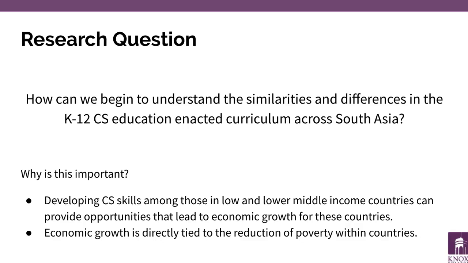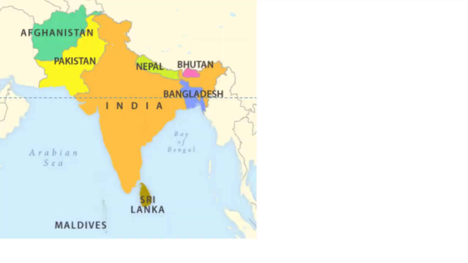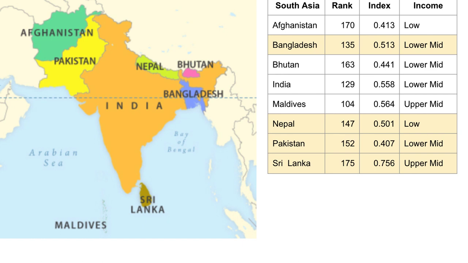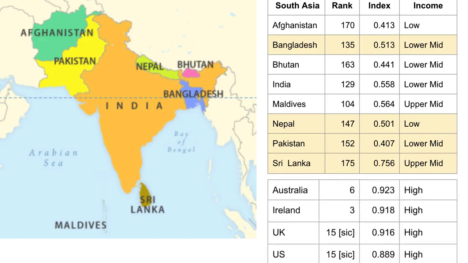Here is a map showing South Asia along with current United Nations educational rank and indexes and the World Bank income status. For comparison, we provide educational ranks and indexes as well as income status for Australia, Ireland, the UK, and the US, all of which have researchers who publish regularly at ICER.